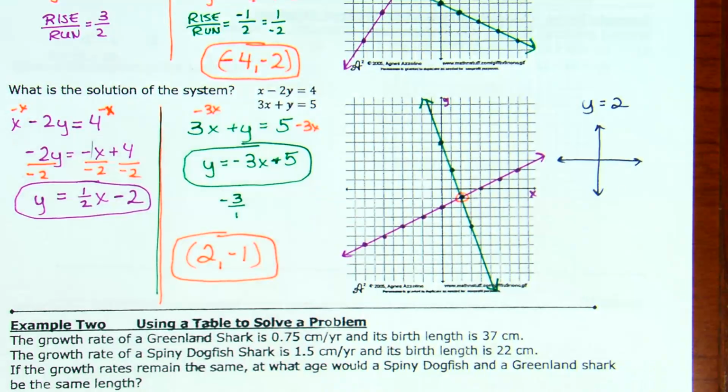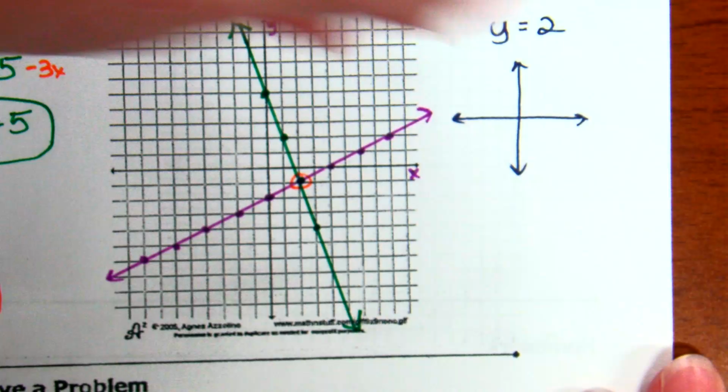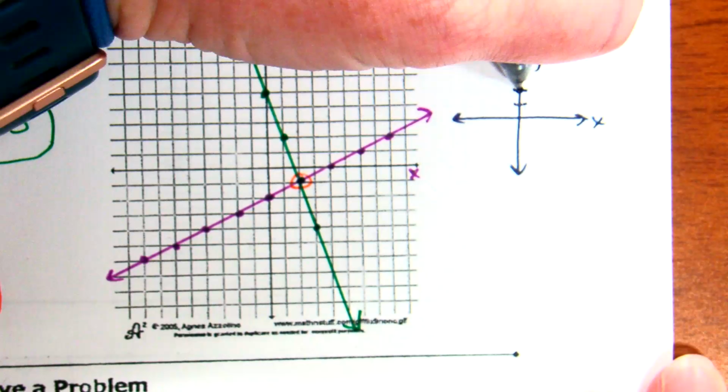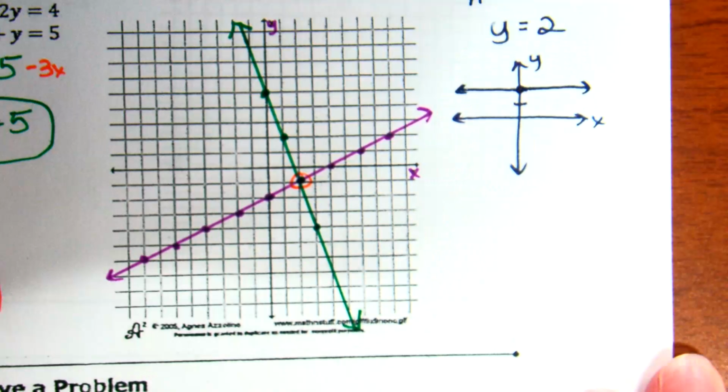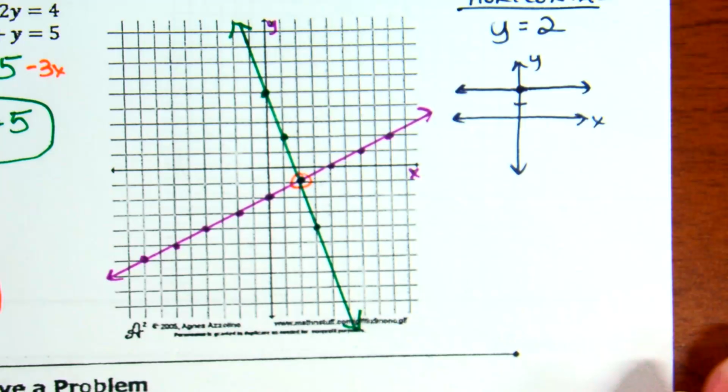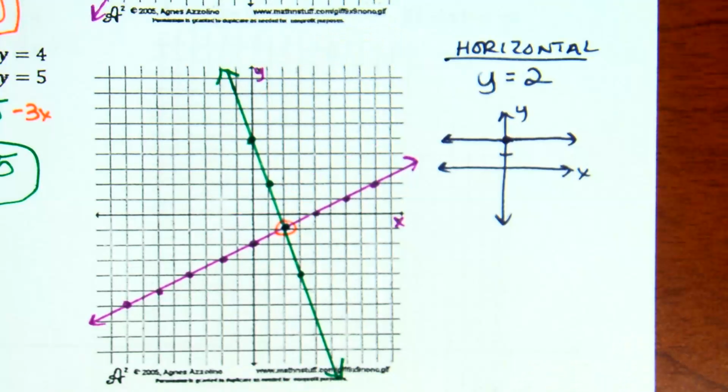Which one's the y-axis? The vertical one. And so the easiest thing to say here, we're going to go up 2, we're going to cross through the y-axis at 2. So that is a horizontal line when it's y equals a number. You can't see that I wrote horizontal there, but I promise I did. So anytime it's y equals a number, if you want to just memorize that as is, you can. Anytime it's y equals a number, it's a horizontal line.